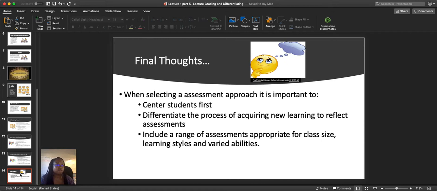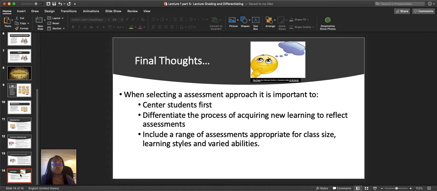Here are some final thoughts to consider. When selecting an assessment approach, it is important to center students first. I know that it seems like an obvious one, but if you are required to follow the time restricted model because of the content you teach, but your students need to interact with each other in a cooperative way to gain more feedback, then you need to figure out what works best for them and how to make that happen in the classroom dynamics that you're faced with. Differentiate the process of acquiring new learning to reflect assessments.